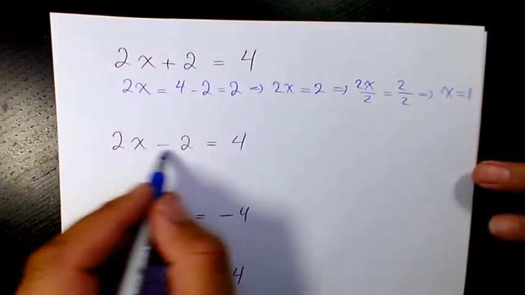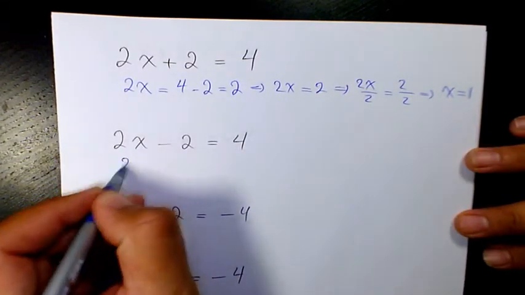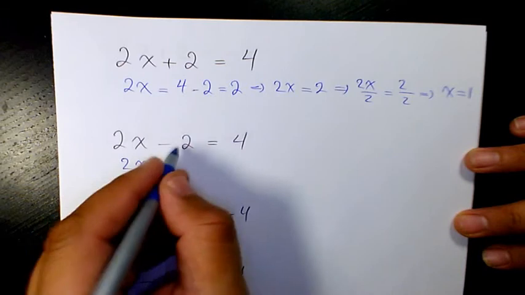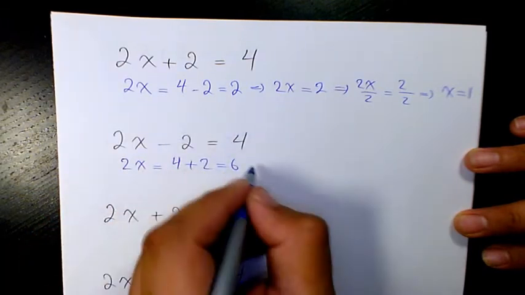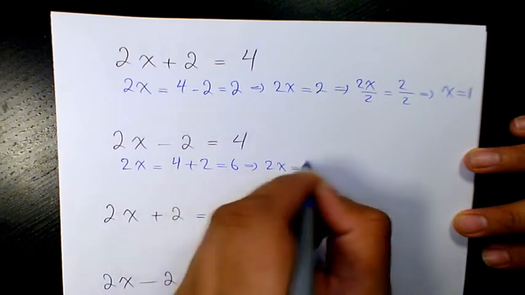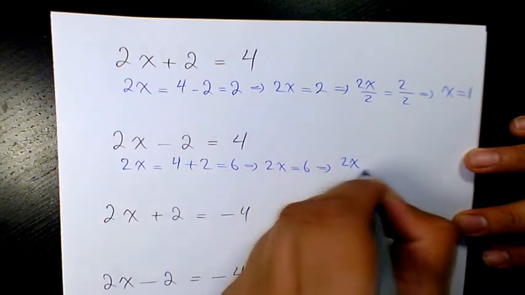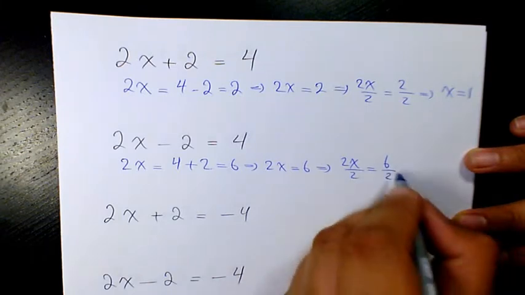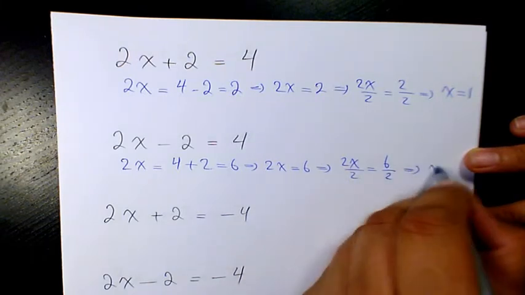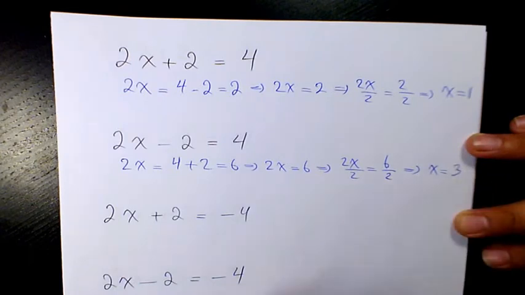Next one, 2x minus 2 equals 4. So I need to keep 2x on the left hand side and move negative 2 to the right hand side. So it's going to be 4 plus 2, which is going to be 6. So 2x equals 6. And then I need to divide both sides by 2. So we have 2x divided by 2, and on the right hand side, we have 6 divided by 2. 2x divided by 2 is just x. 6 divided by 2 is going to be 3.